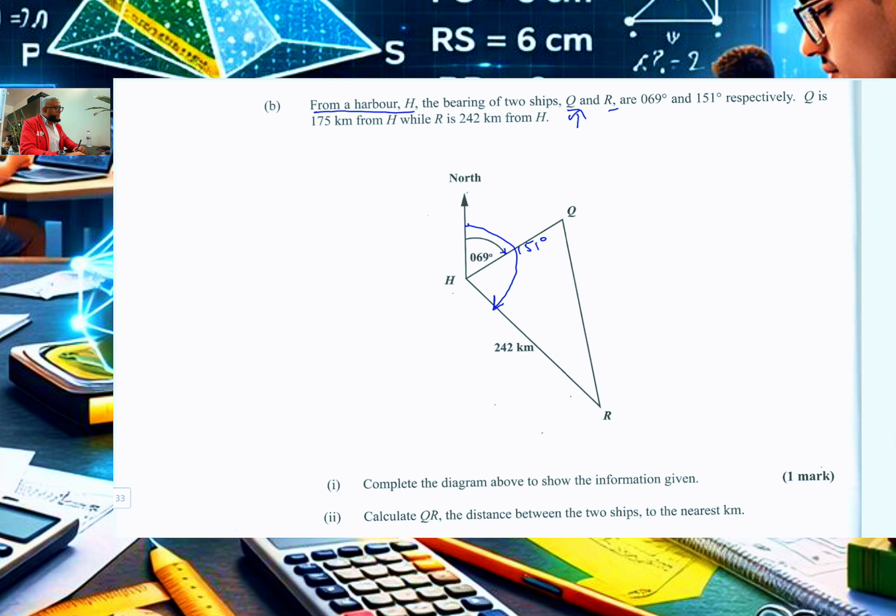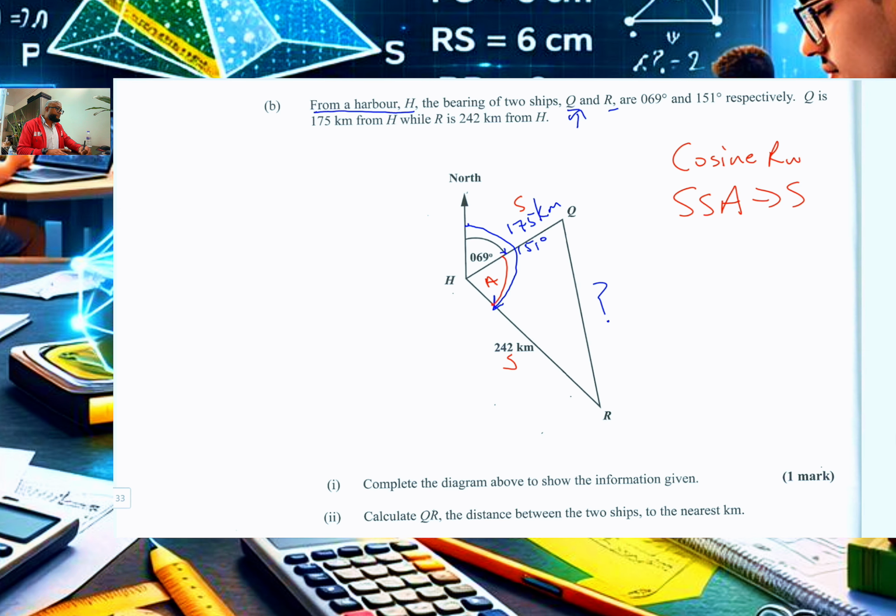From H, here would be 175 kilometers, right? Q is 175 kilometers from H. Right? So we have this angle, we have this side, we have this side, and they want us, well, obviously the first part was to complete the diagram, show the information. The second part is to find QR, the distance between the two ships, right? So we have two sides, side and side, and we could find this angle. So you have side, angle, side, and you want to find our side. What are we using?